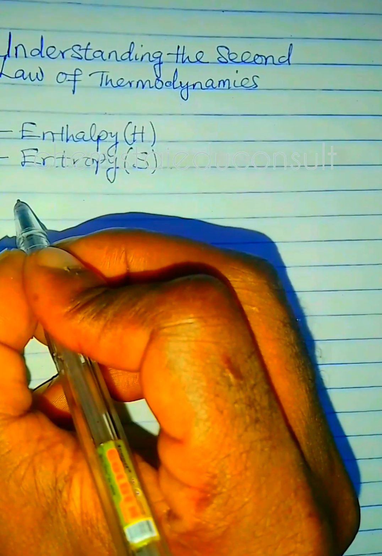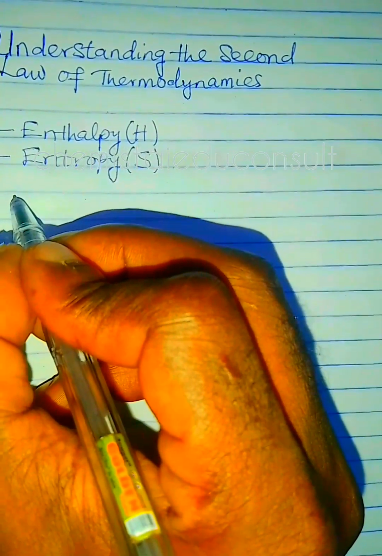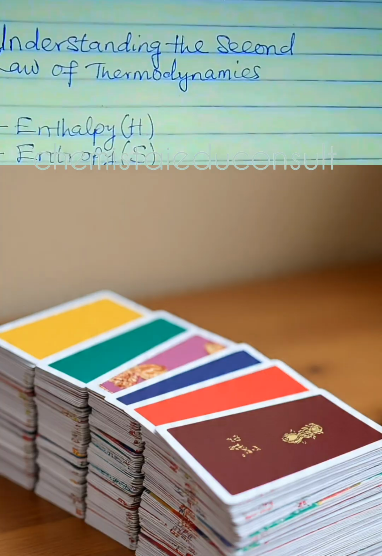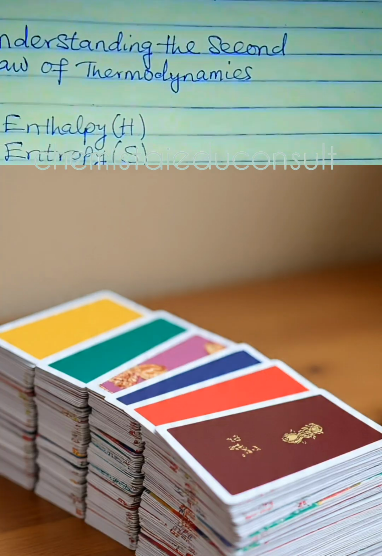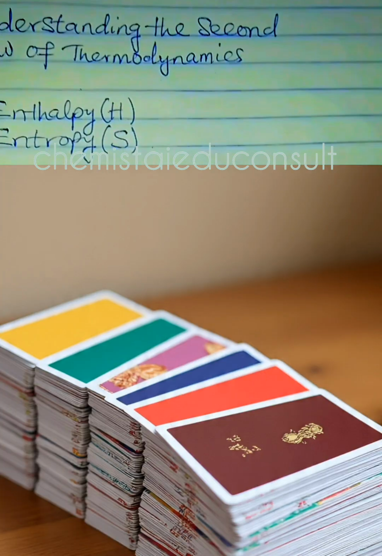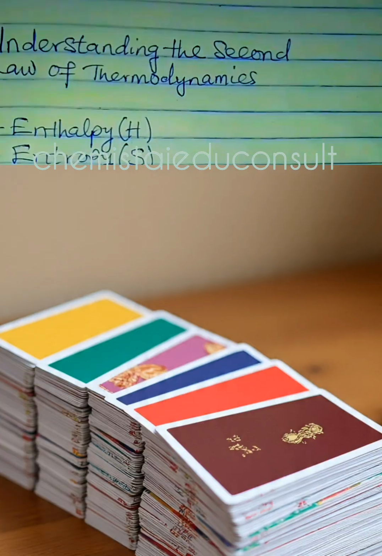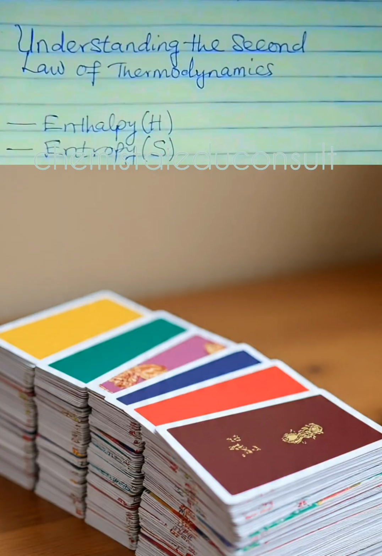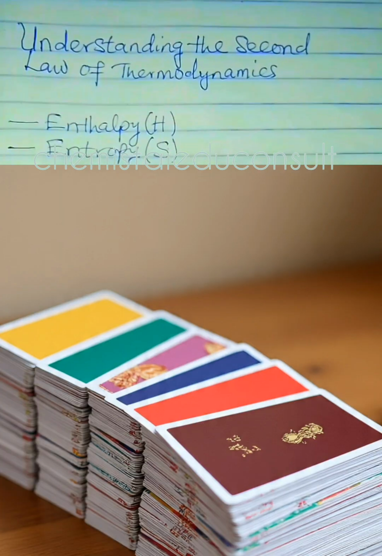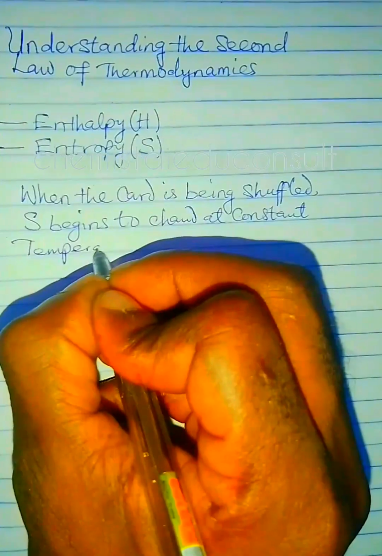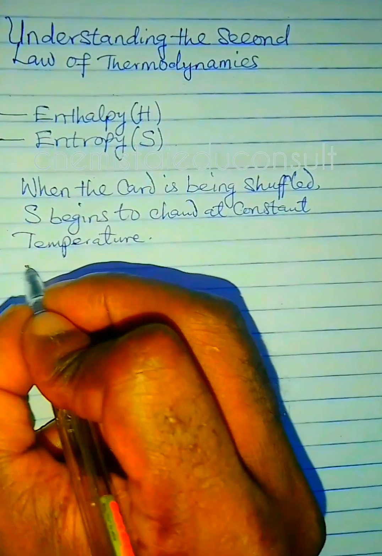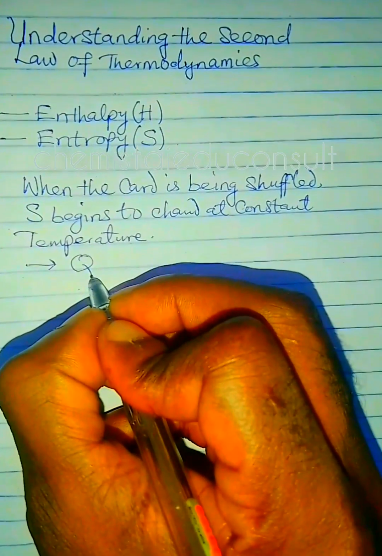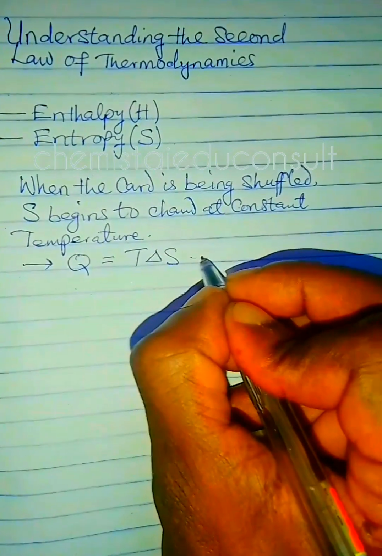Now, assuming we have a pile of cards and we want to shuffle this pile of cards. When the cards are being shuffled, what do you think happens to the entropy? The entropy must increase because entropy is the degree of disorderliness. So S begins to change at constant temperature. We call this change Q. So Q gives us T delta S. And let's call it equation 1.